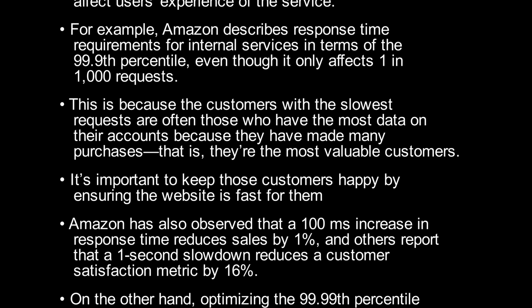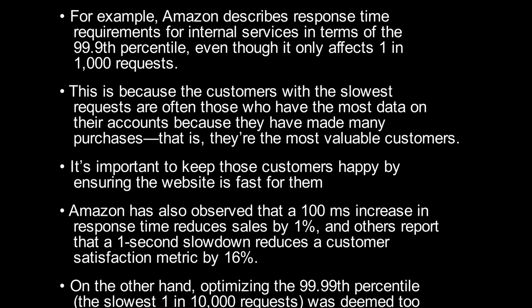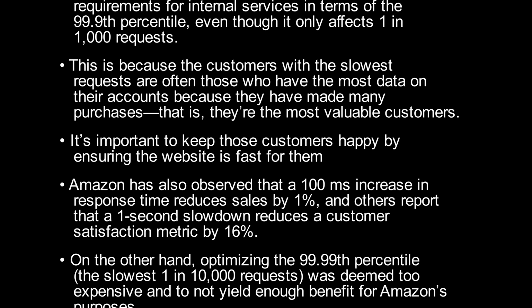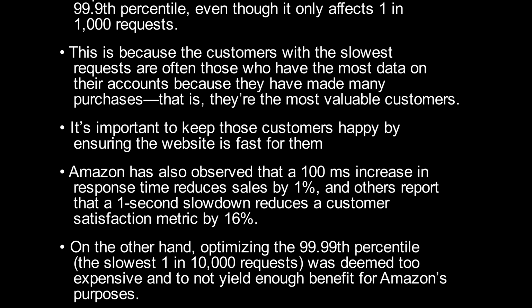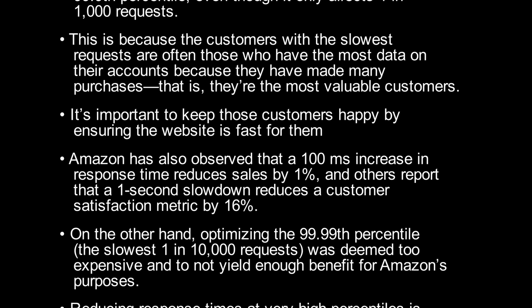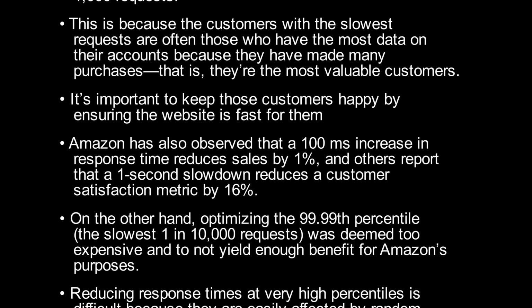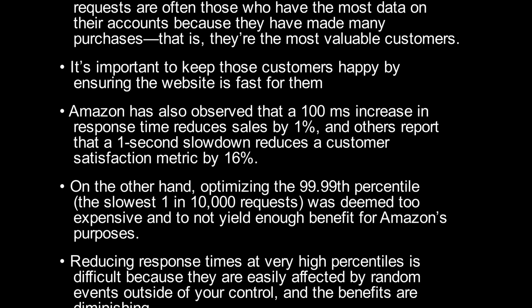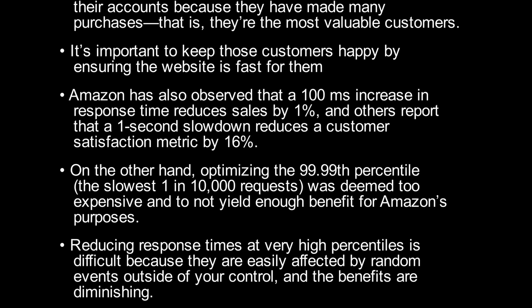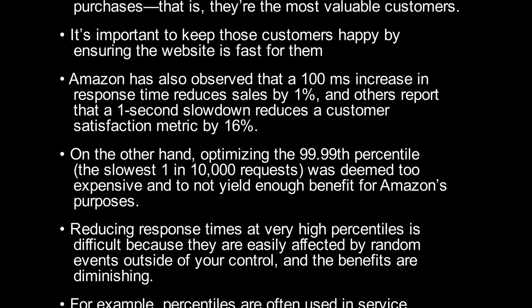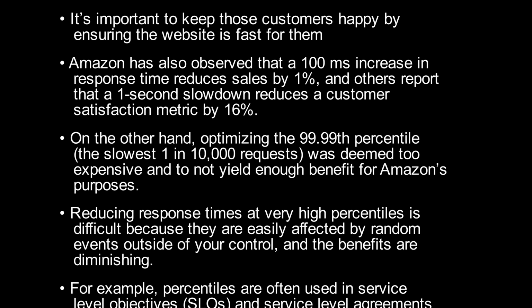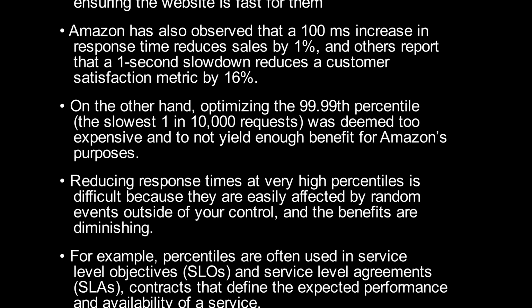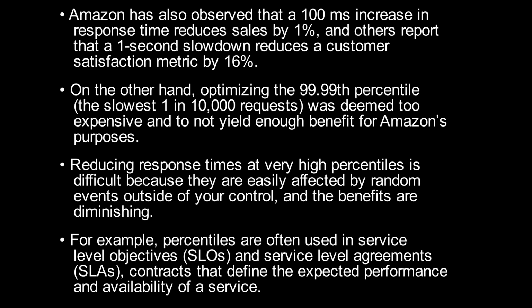Amazon has also observed that a 100 ms increase in response time reduces sales by 1%, and others report that a 1-second slowdown reduces a customer satisfaction metric by 16%. On the other hand, optimizing the 99.99th percentile, the slowest 1 in 10,000 requests, was deemed too expensive and to not yield enough benefit for Amazon's purposes. Reducing response times at very high percentiles is difficult because they are easily affected by random events outside of your control, and the benefits are diminishing.